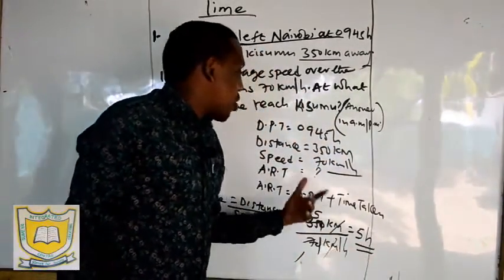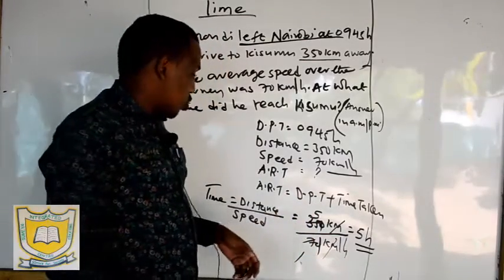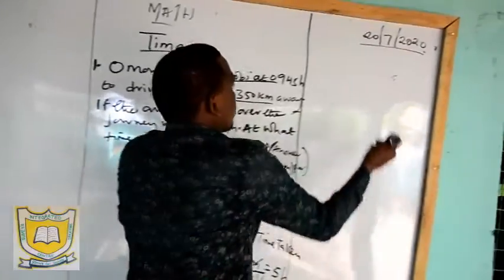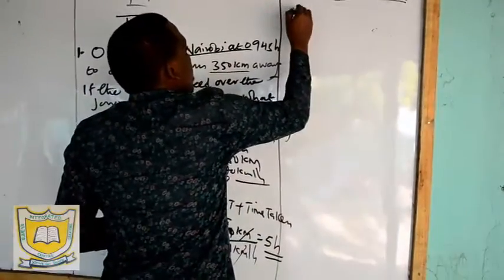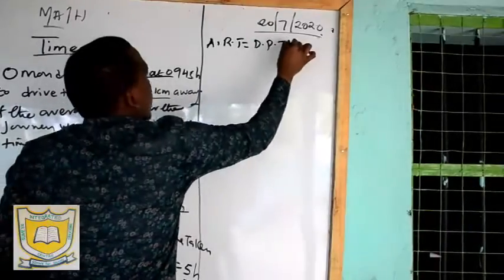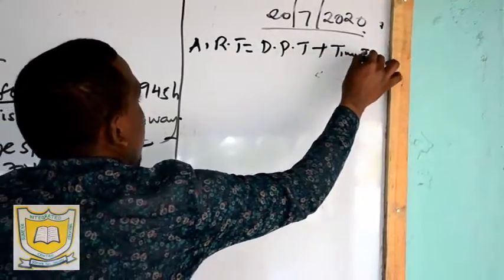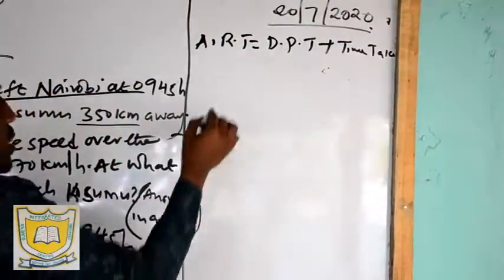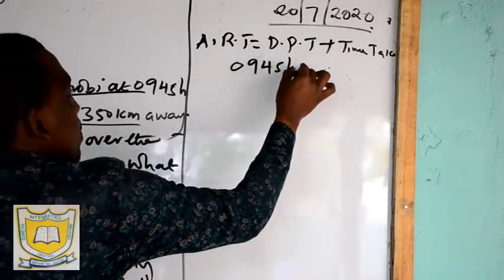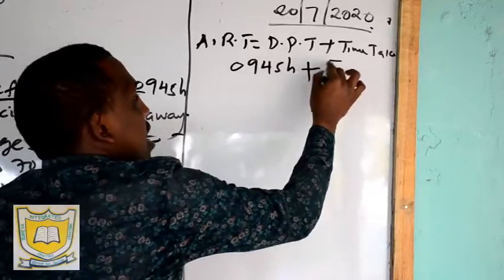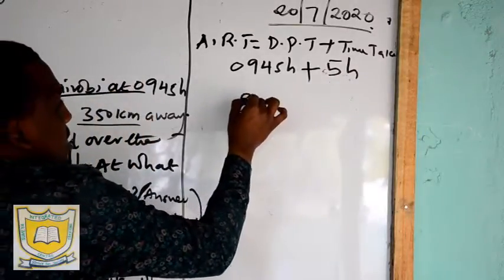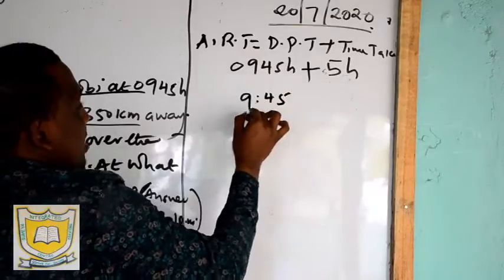Now let us get the arrival time. So arrival time is equal to the departure time plus the time taken. So departure time is 09:45 hours plus the time taken, 5 hours. We add now. So we say 9:45 plus 5 hours.